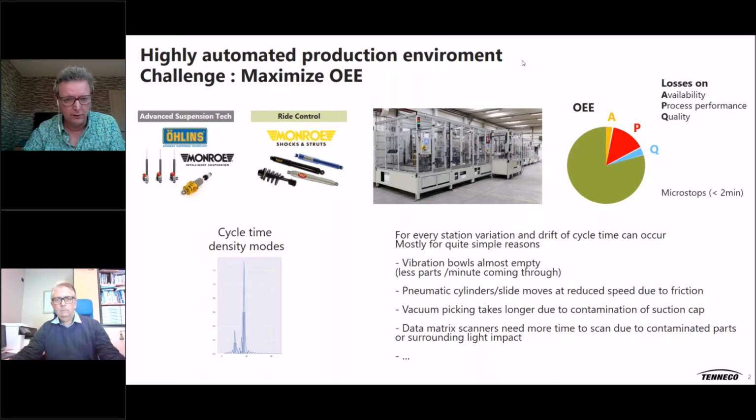And yeah, it's very clear that seconds can be lost in quite a lot of locations. Vibration bowls that are running empty, pneumatic cylinders that start to move slower due to friction, vacuum systems that are a little bit contaminated, scanners that read longer due to contamination of parts. So a lot of areas where we can lose a few seconds.